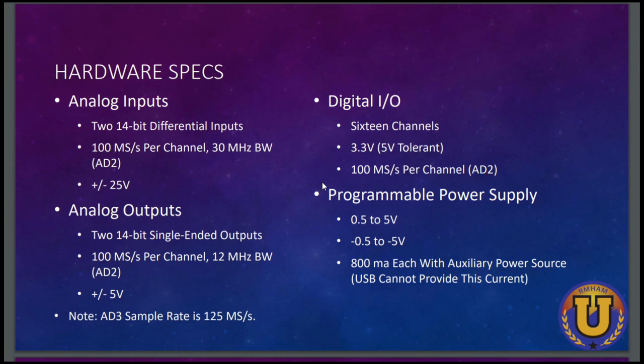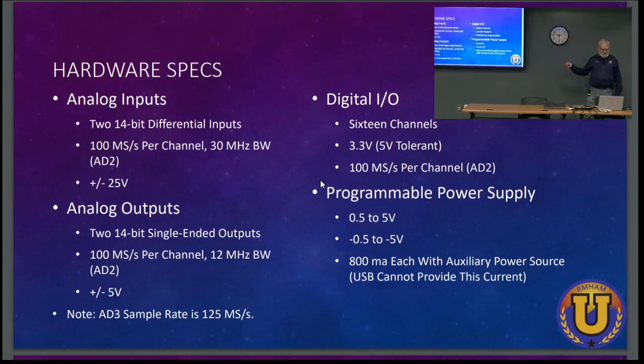The analog outputs are also 14-bit. There's 2 of those, and they're waveform generators. And we'll talk a little more about that. Again, it's 100 megasamples per second. That's on the analog side. Then on the digital side, there's another 16 channels of digital that can be programmed for input, output, 3.3 volts, but they're 5 volt tolerant. So it's great for Arduinos and Raspberry Pis and whatever you're working with.